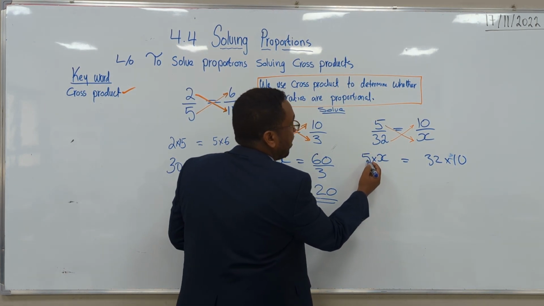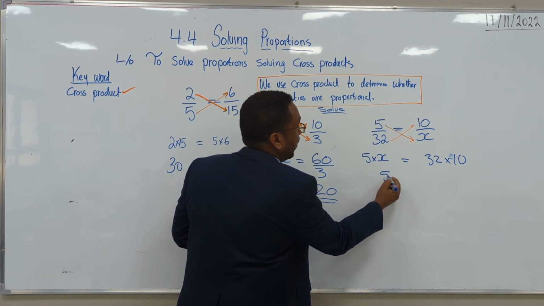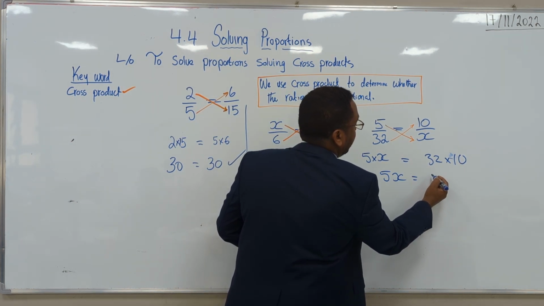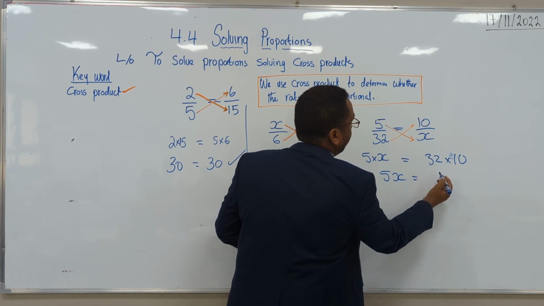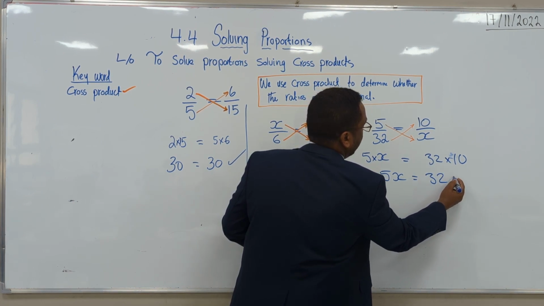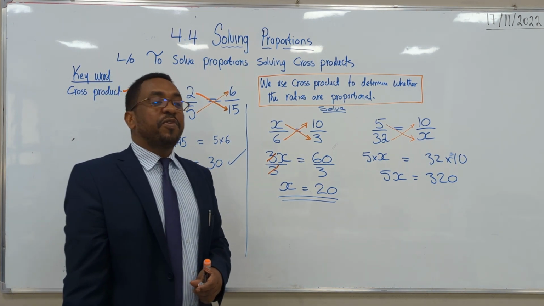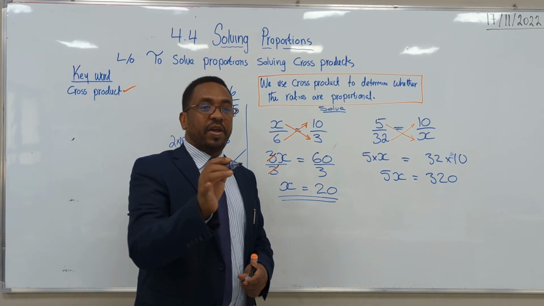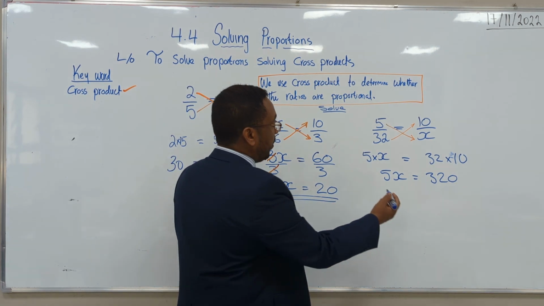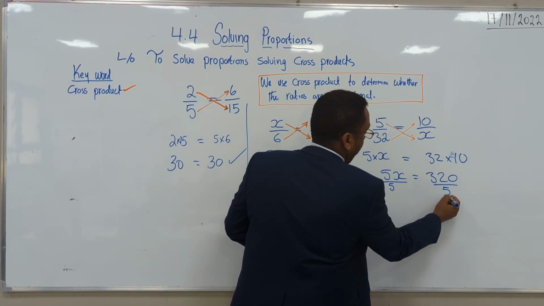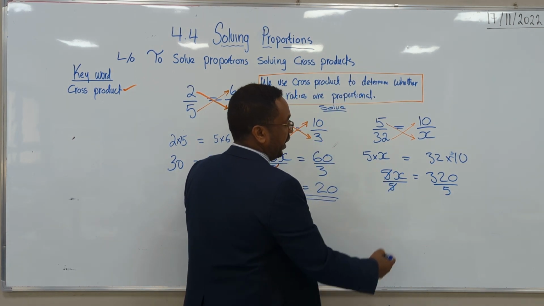So now 5x equals 320, because 32 times 10 is 320. What do I do now? I divide by 5 on both sides to get rid of the 5. Are you with me? Yeah. So if I divide here by 5, I have to divide here by 5. These 5s will cancel out.